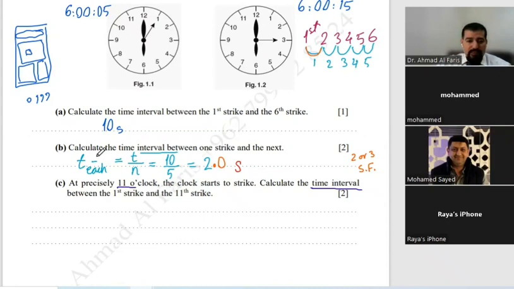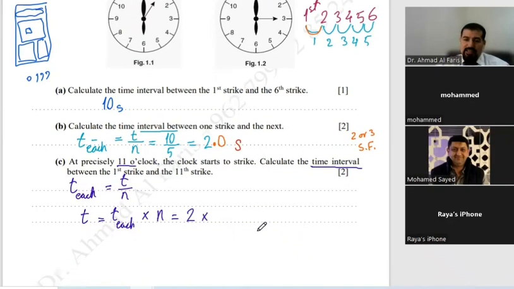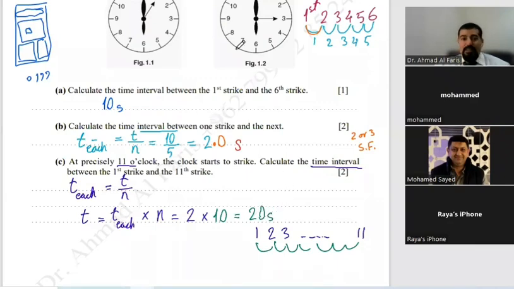Now we said before, the time for each interval is equal to the total time divided by the number of time intervals. So if I do cross multiplication, that means the total time equals the time for each interval that we just found, which is 2 seconds, multiplied by the number of time intervals. So it will be 2 multiplied by, how many time intervals do we have here? Exactly, if I have 11 strikes, that means I have 10 time intervals. Excellent. So my answer will be 20 seconds. Here you can see that for 20 seconds, it's not necessary to write 20.0 seconds, because it's already 2 significant figures.